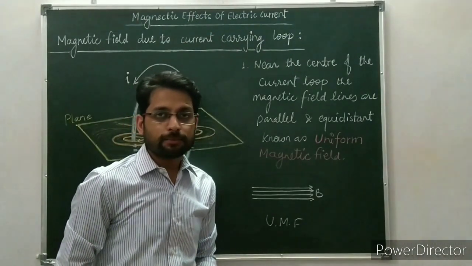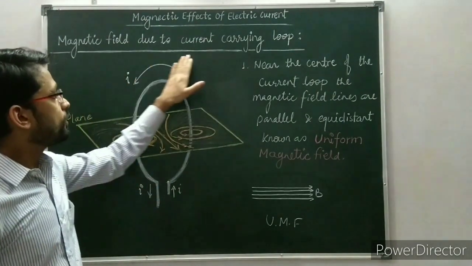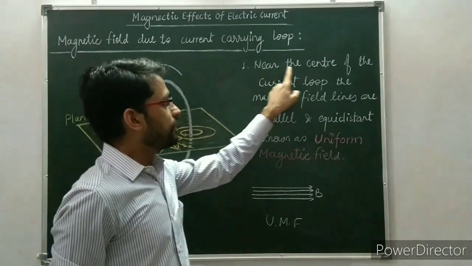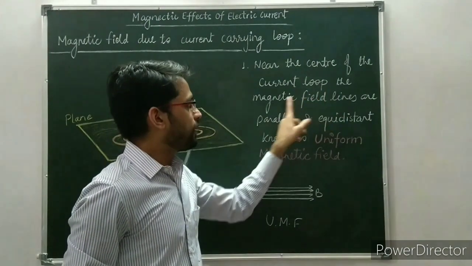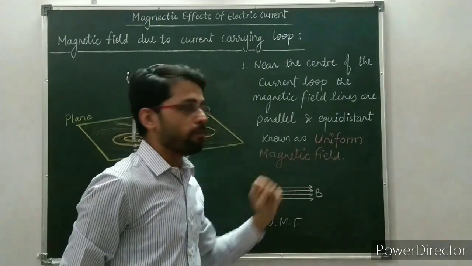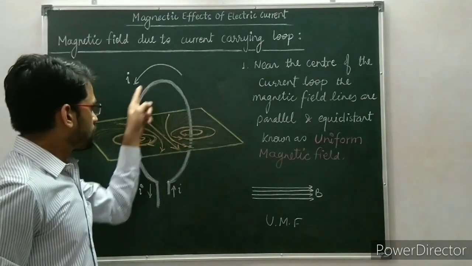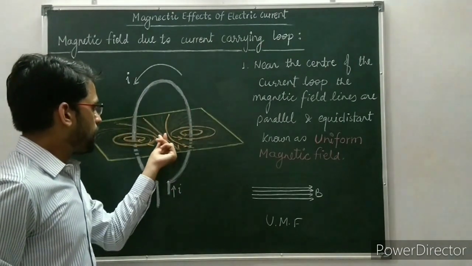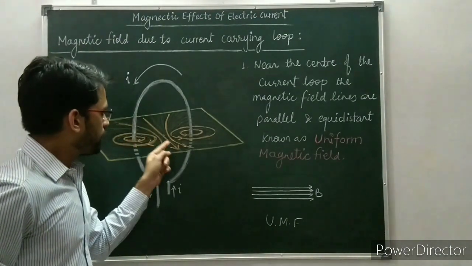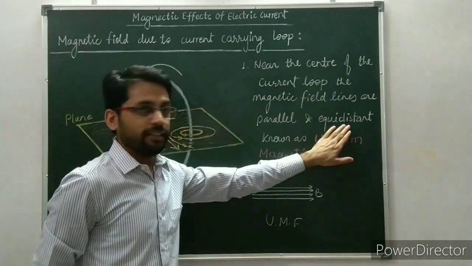There are certain points associated with the magnetic field produced by a current carrying circular loop. The first point is, near the center of the current loop, the magnetic field lines are parallel and equidistant, known as uniform magnetic field. So at the center of this conducting loop, the magnetic field is uniform. It means the magnetic field lines are parallel and equidistant.